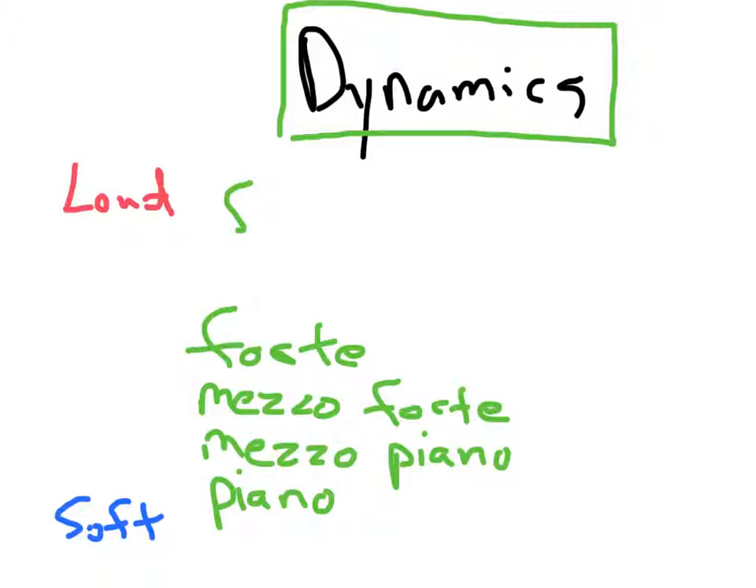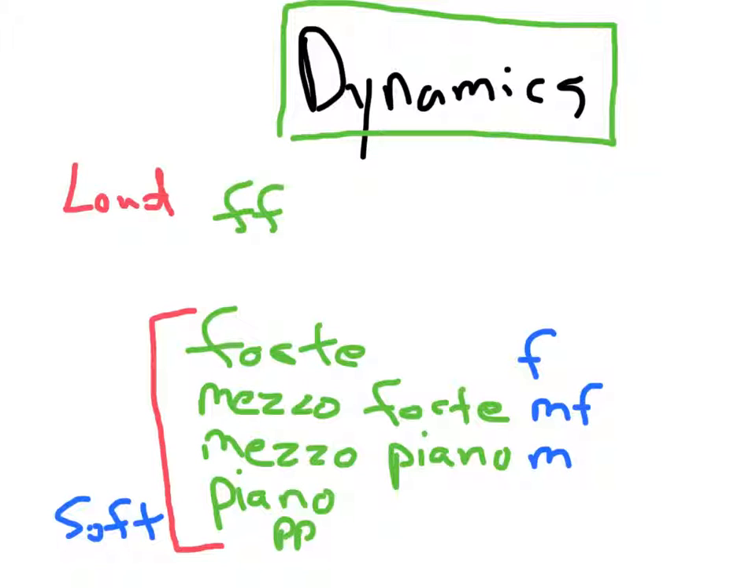We do have a couple that are extreme. For instance, sometimes we have the fortissimo up here and the pianissimo down here. But for a bulk of our music, we've pretty much only been using these. That's what I'm going to worry about. Abbreviation-wise, forte is F, mezzo forte MF, very straightforward, mezzo piano MP, and then piano just a P.